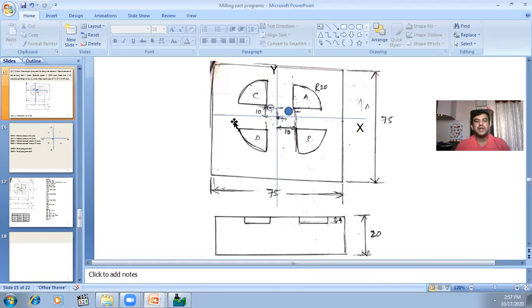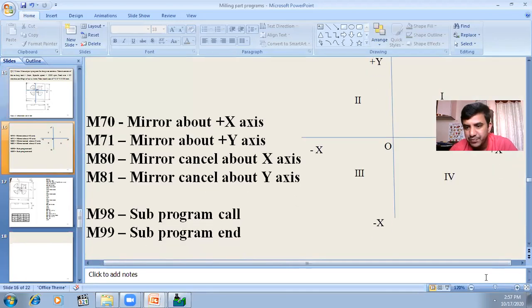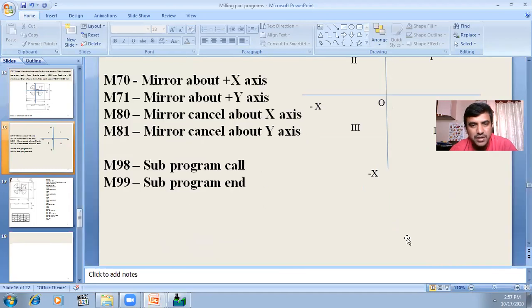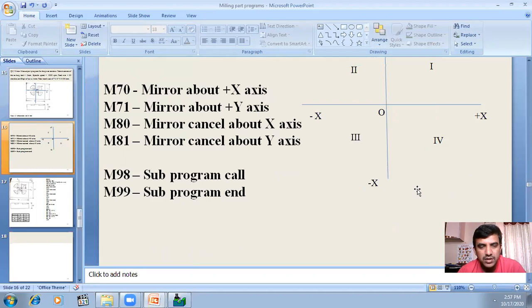Now what I will do, I will take advantage of this geometry. We have some option here, mirroring codes. So what are those mirroring codes? Now you can see in the next slide here. I think the next slide is visible, please check. Yes, sir, the next slide is visible.